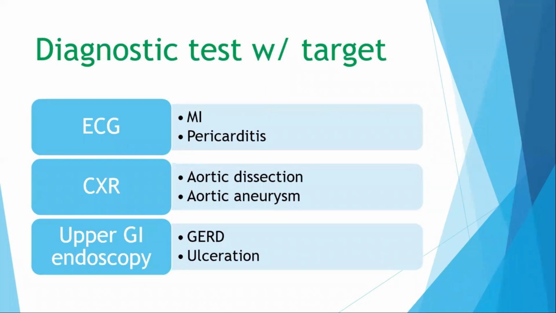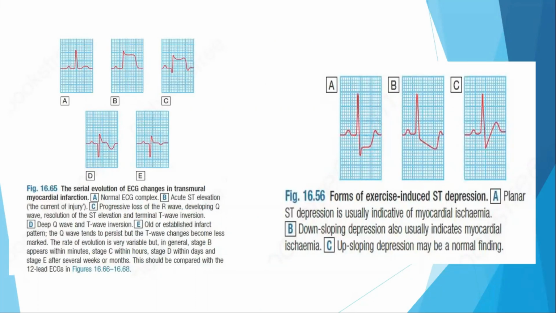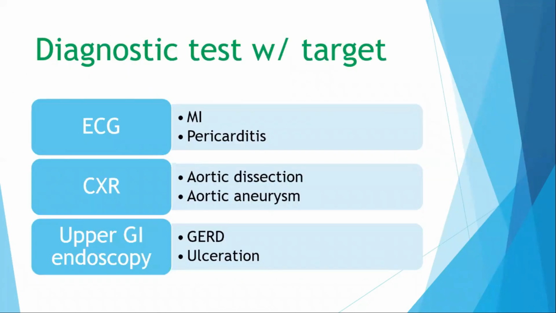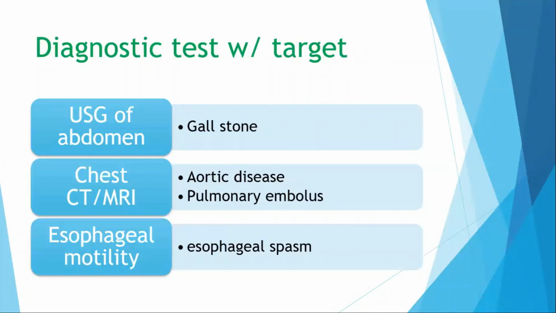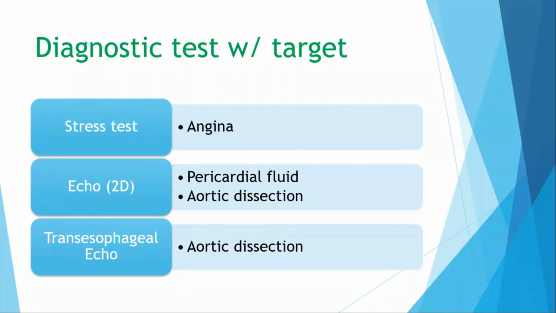Diagnostic tests with targets. ECG: there may be myocardial infarction and pericarditis, where the ECG shows ST elevation or depression, pathological Q waves, and T inversion. Chest X-ray, which includes aortic dissection and aortic aneurysm. Upper GI endoscopy, target is to exclude GERD and ulceration. Ultrasonography of abdomen, if you suspect cholecystitis or gallstones. Chest CT or MRI for aortic disease and pulmonary embolism, esophageal motility study for esophageal spasm, stress test if angina, echo for pericardial fluid and aortic dissection, and transesophageal echo in aortic dissection.